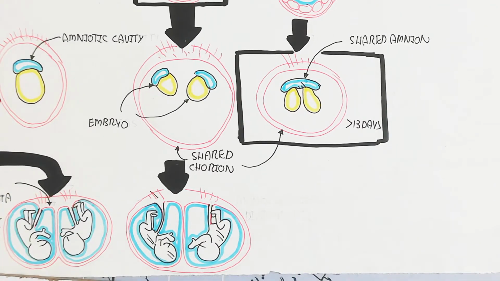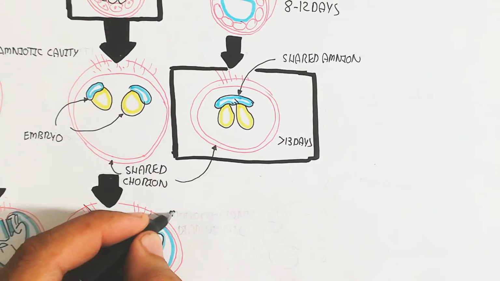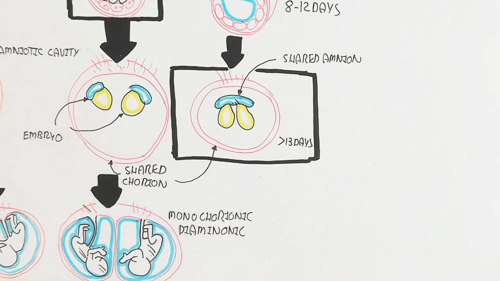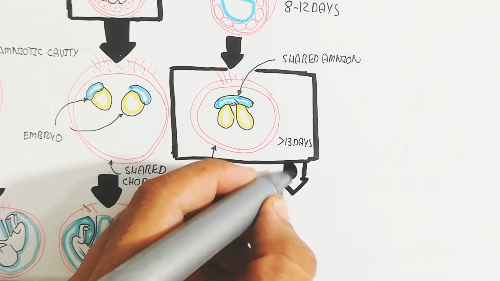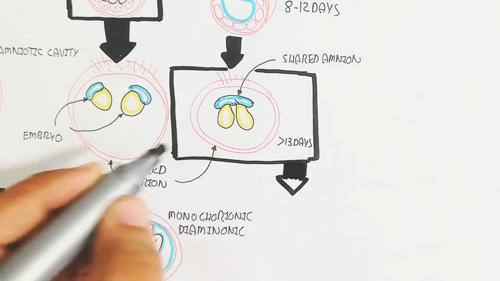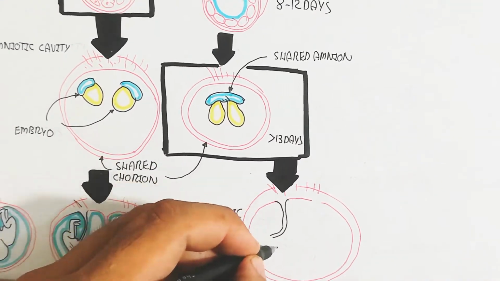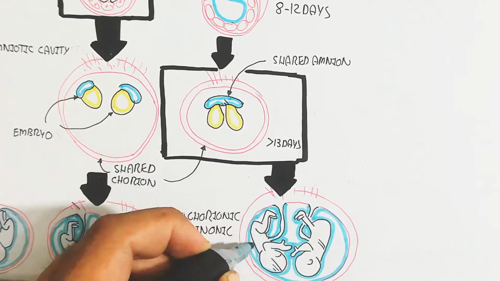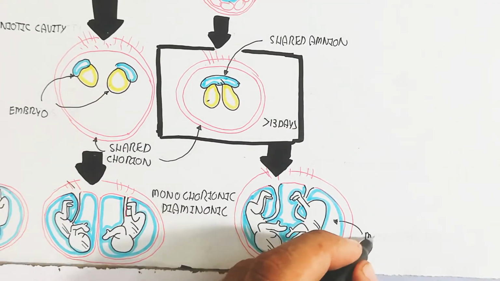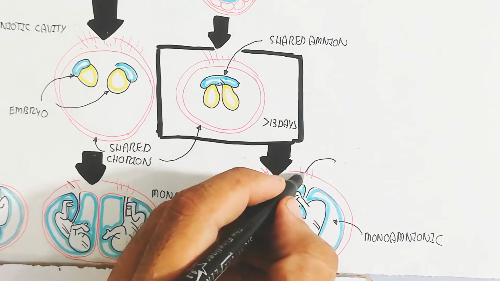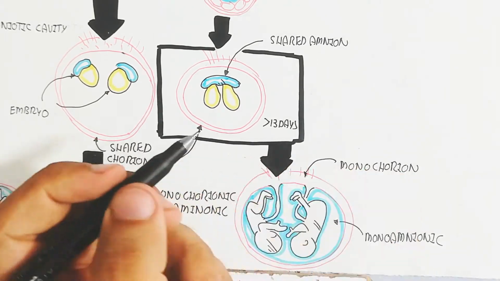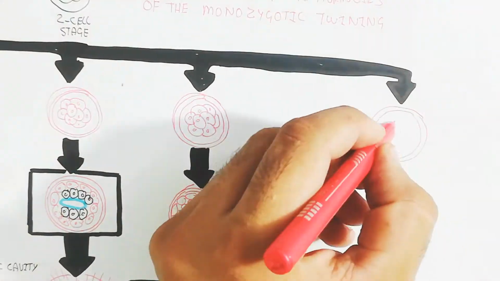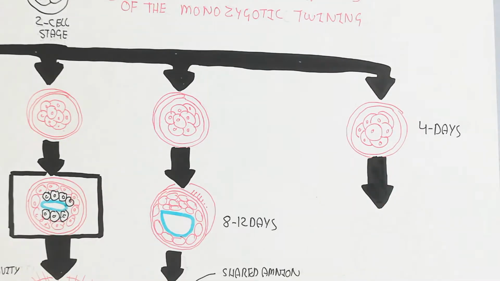Here you can see this is the monochorionic diamnionic, where the amniotic sacs will be two, while the chorion will be one. But there is another way, which is monochorionic monoamnionic, where the amniotic sac is single. So this is the condition.